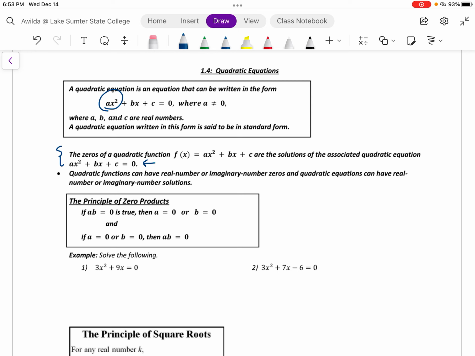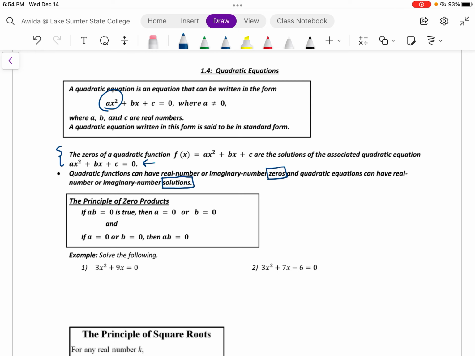Quadratic functions can have real number or imaginary number zeros, and quadratic equations can have real number or imaginary number solutions. So again, we're making a parallel between what it means to be the zero of a function and to be a solution of the corresponding equation. Two different ways of referring to the same set of numbers.